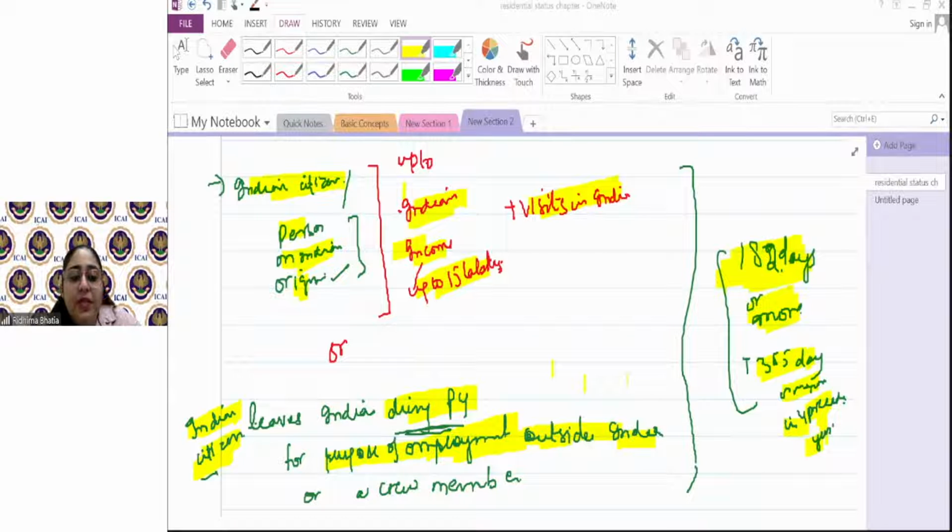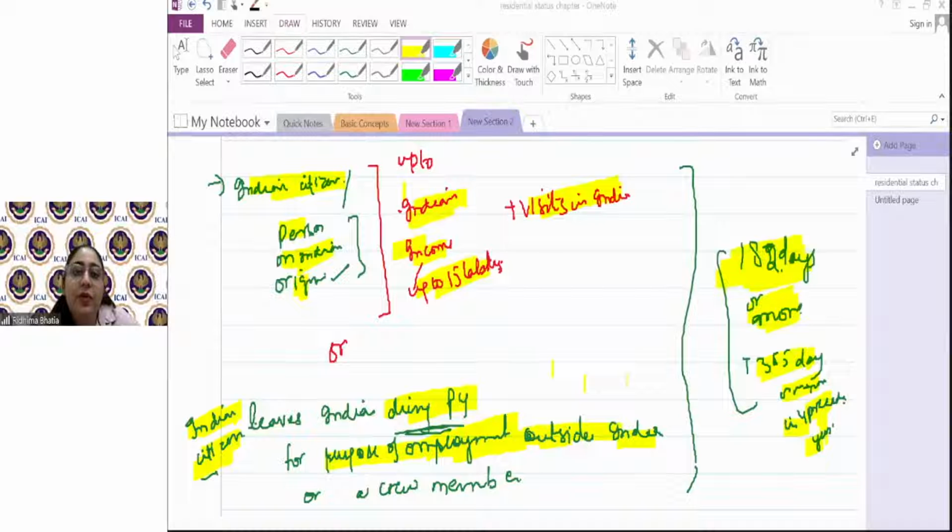Ruturaj, many people say that the 365 days condition is not a necessary condition in exceptions. But if you read the law strictly, then it says substitute 60 days with 182 days. It does not say that only one condition would be applicable. So that's why I've written it.